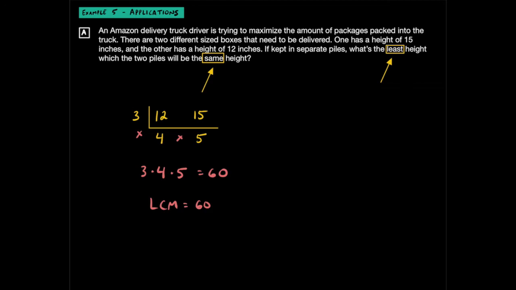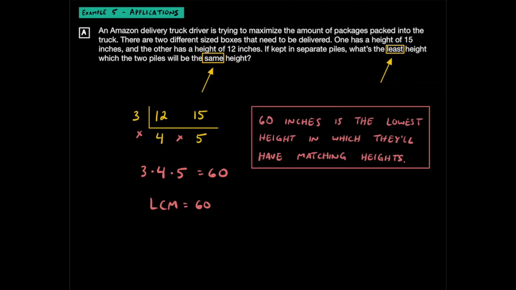While 60 is what we found to be the LCM, we want to make sure we can interpret what that actually means. It turns out that 60 inches is the lowest height in which they'll have matching heights. While it'll take 4 of the 15-inch boxes, it'll take 5 of the 12-inch boxes. Every 60 inches, the 2 stacks of boxes will be the same height.